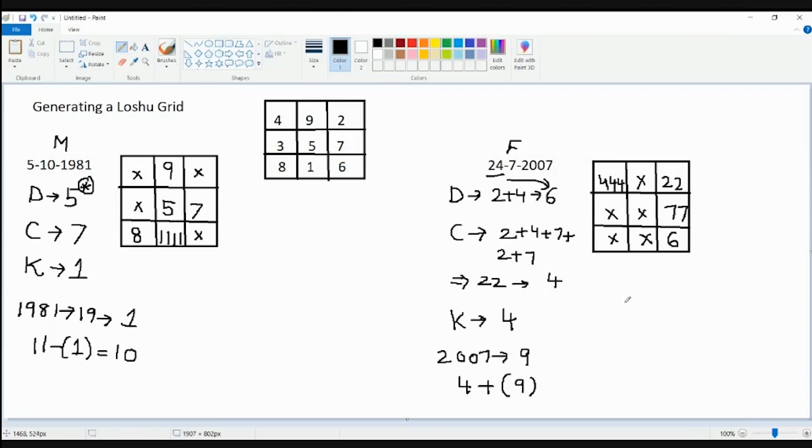In this case, the vibration of number 4 is 3 times. Vibration of 2 is 2 times. Vibration of 7 is 2 times. And vibration of 6 is 1 time. So this is how you have to generate the Loshu grid. I hope you will be practicing this, and you can share the grids that you generate to my WhatsApp number and I will revert to you.